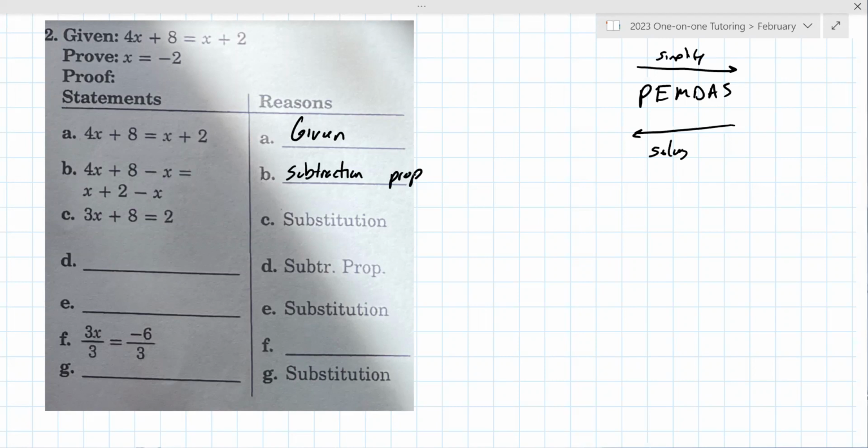Okay, now to go from C to D, they're telling you it's subtraction. So what is it that you think you might subtract to solve for X? 8. You're going to subtract 8 from both sides. Now I'm just showing that. You actually have to show that in the next line, but that's how we're used to showing it. So you'd end up showing it this way: 3x plus 8 minus 8 equals 2 minus 8.